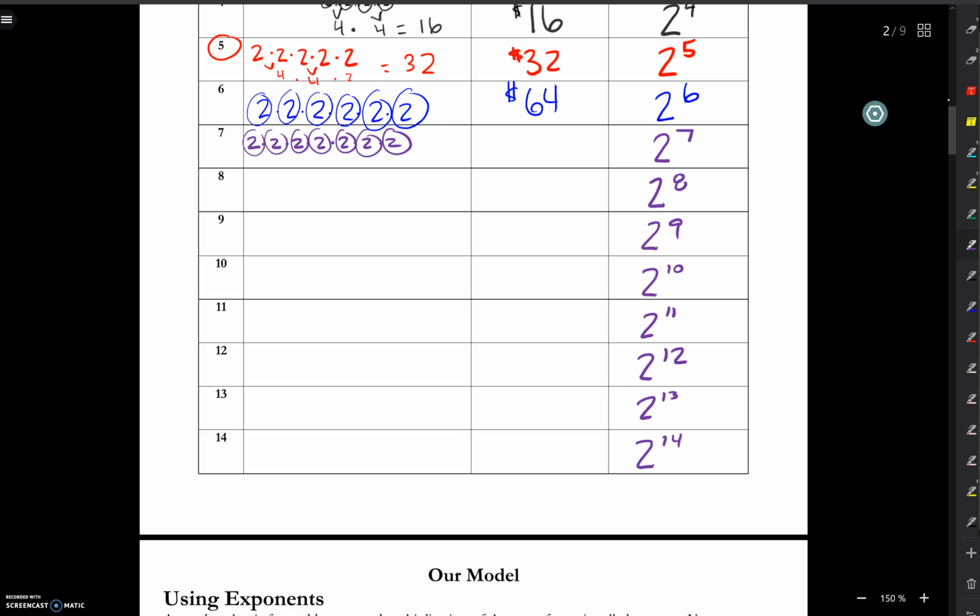I want you to go ahead and continue finishing this table, and then I'm going to check to make sure it's correct. Go ahead and pause your computer and start solving them.